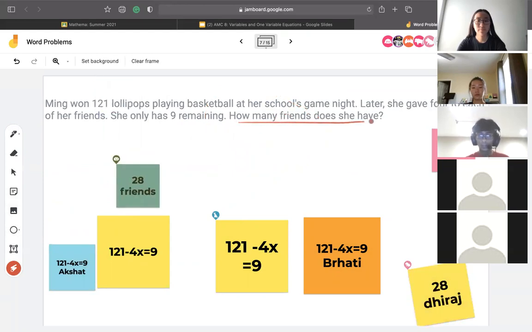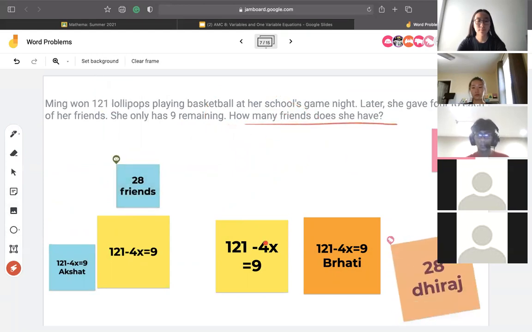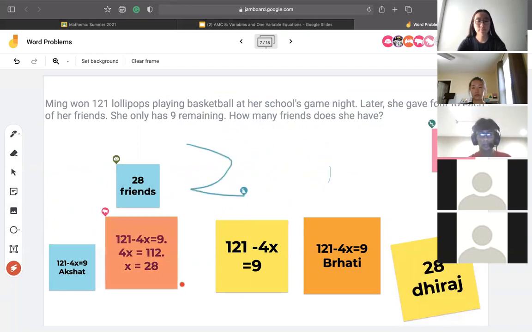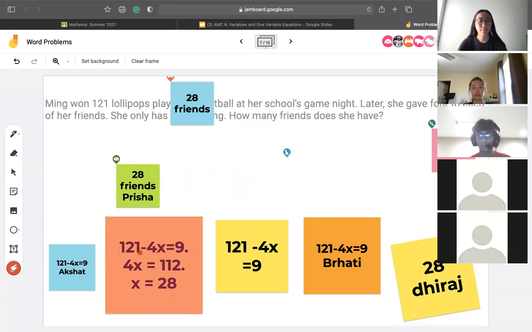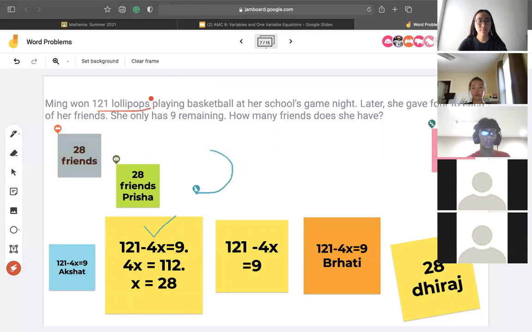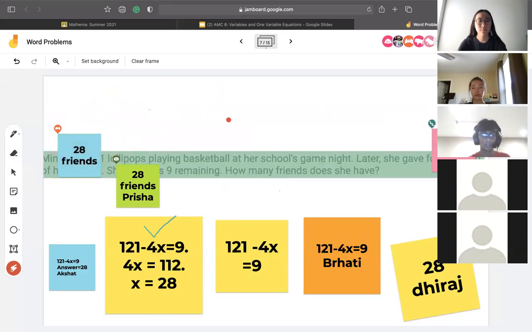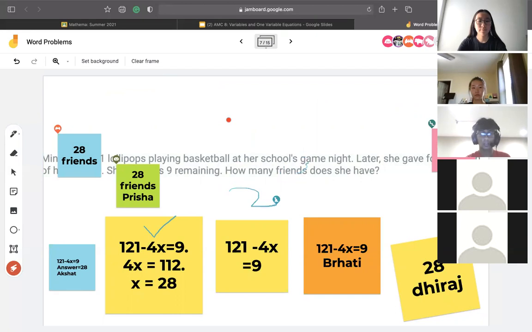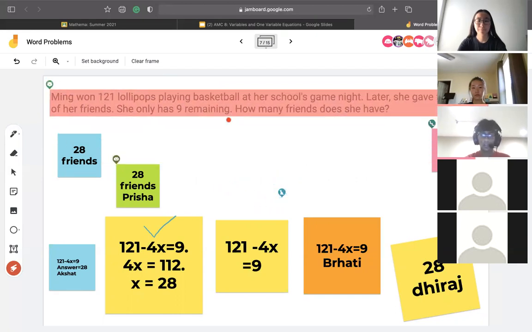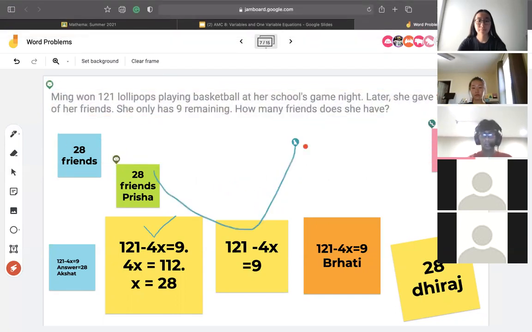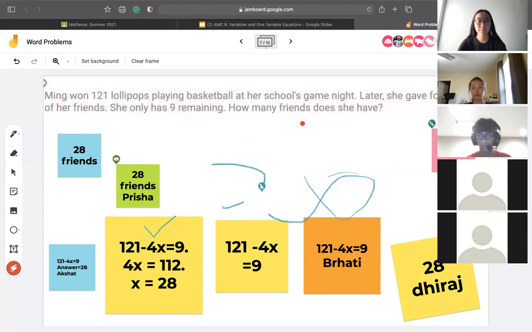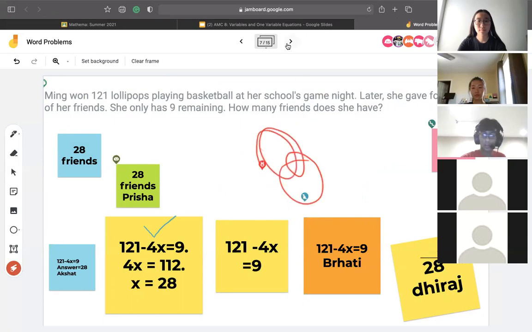Yeah, so the answer is going to be 28 friends. And the equation that you get is 121 minus 4x is going to be equal to 9, because she has 121 lollipops initially, and then she gives 4 to each of her friends. So minus 4 times x, which is the amount of friends that she has. And that's going to be equal to 9, which is how many she has left over. And then you solve for x by subtracting 121 from both sides and then dividing by negative 4. And then you'll get x is going to be equal to 28.